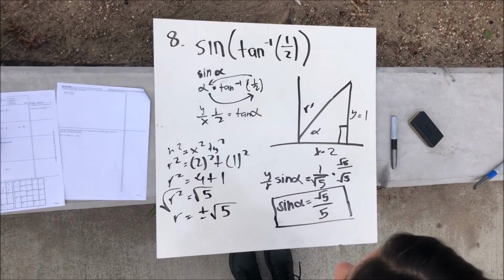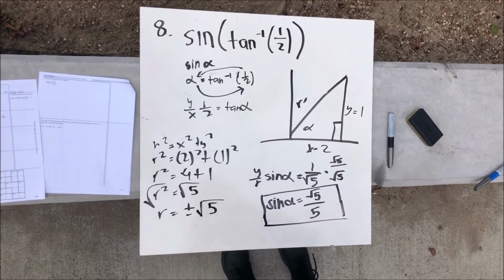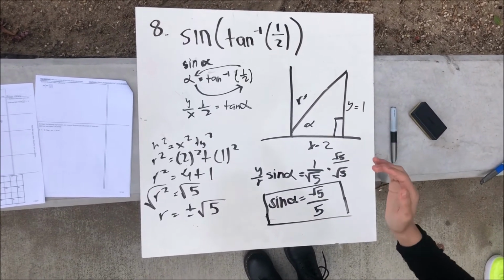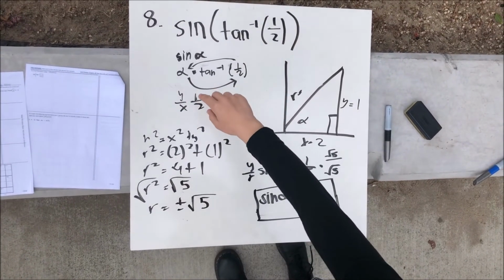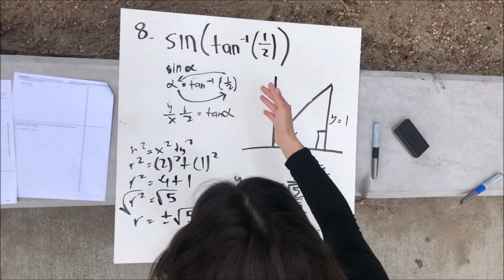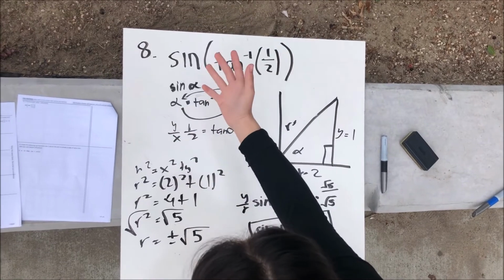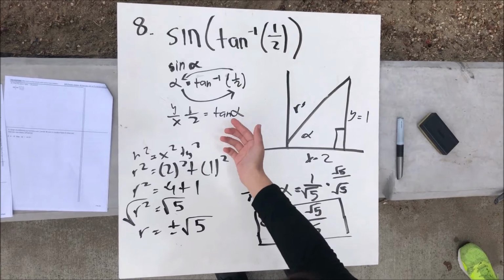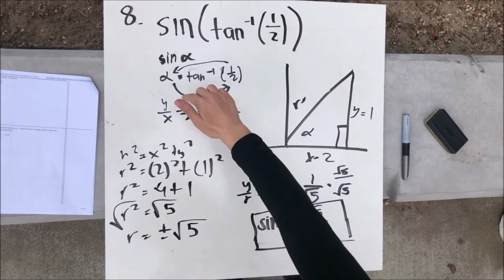Okay, so this is question A on the chapter 4B test, and I'm basically going to explain sine of tan inverse of 1/2. Basically, you're just going to switch the half with alpha, just so you can get rid of the inverse. And then it's just going to be tan of alpha is 1/2.